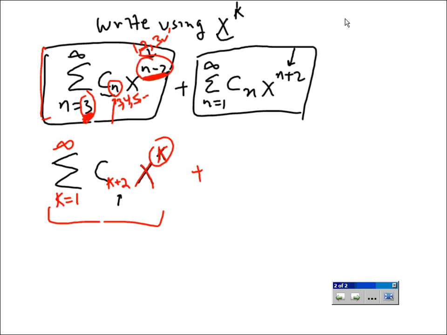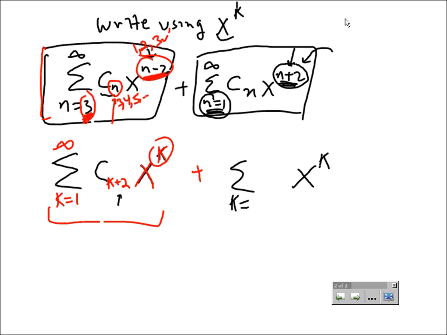Now, with this other term, we also want to have an x to the k. When n is 1, we want to know where k starts. When n is 1, that power will be 3. So we want the power to start at 3. I don't care what n equals or what k equals. It has to start with 3. Initially, I care what n is. N is 1. 1 plus 2 is 3. The power starts with 3.